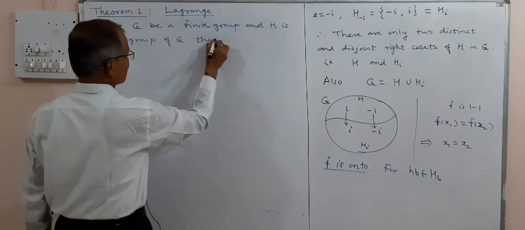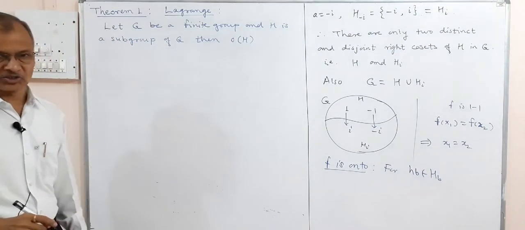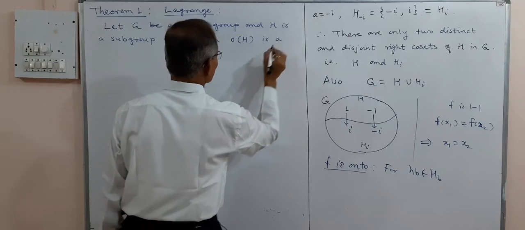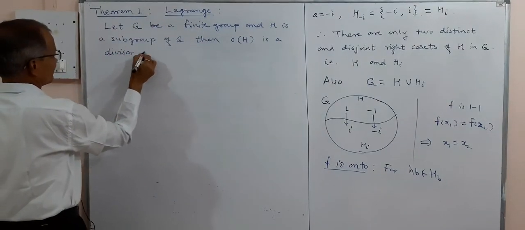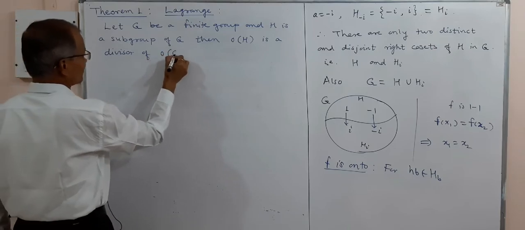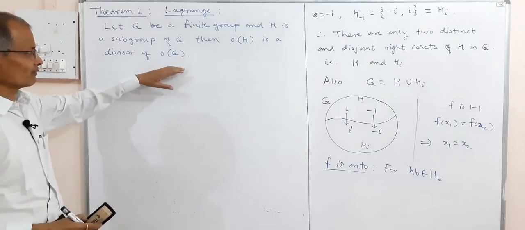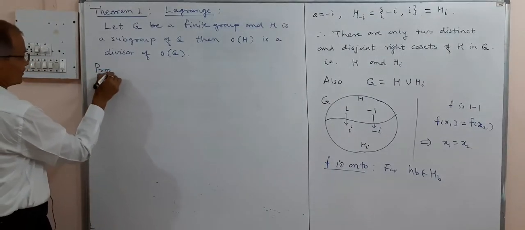Then the order of H, meaning the number of elements in H, is a divisor of the order of G, the number of elements in G. That is, the order of H divides the order of G. So this we have to prove. Now the proof.